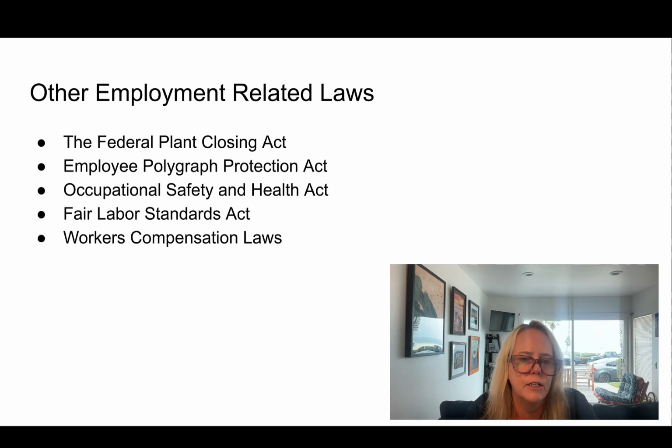Employee Polygraph Protection Act basically gives you workplace protections against your employer requiring you to take a polygraph. There are some exceptions to that. If you get hired into law enforcement, for example, in some military jobs, they are legally allowed, or they can give you a polygraph test.